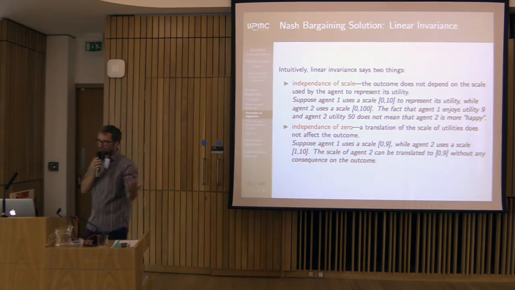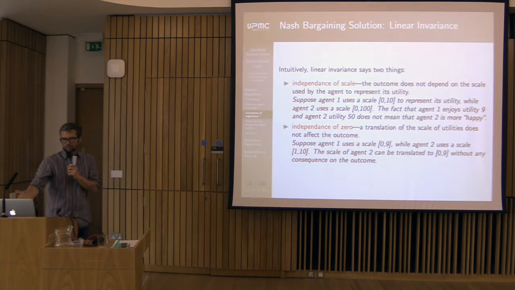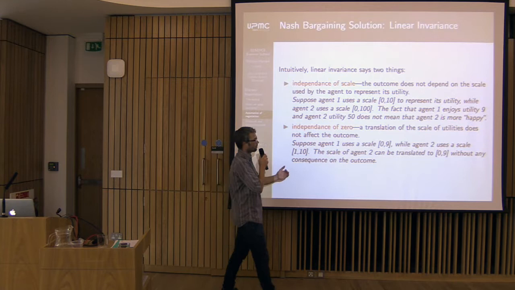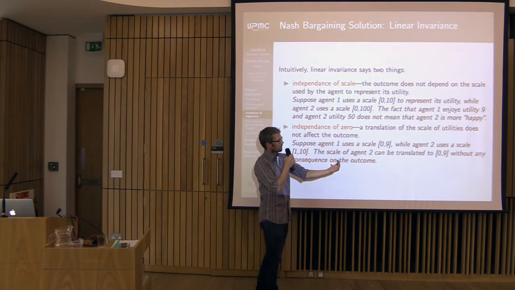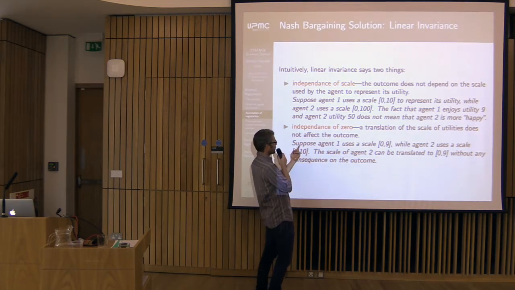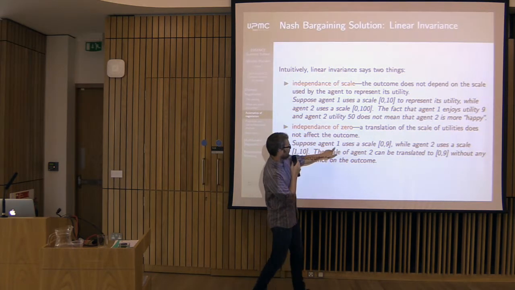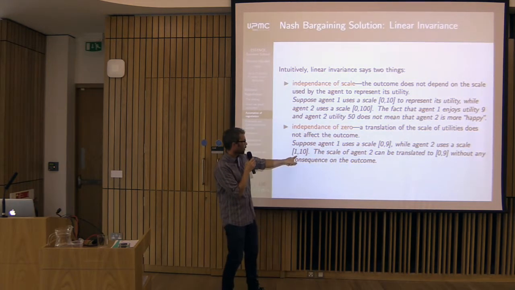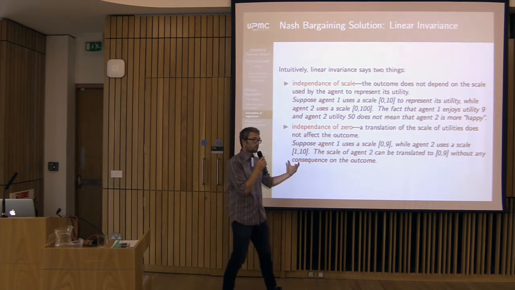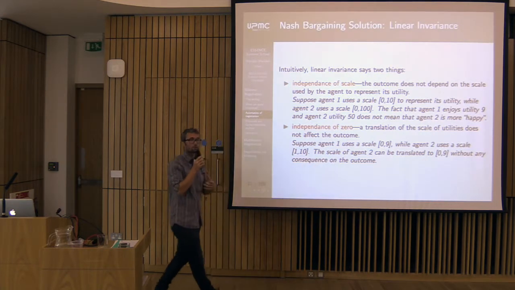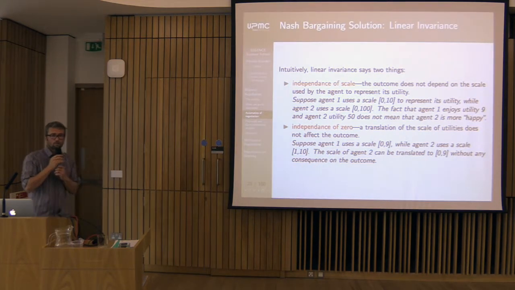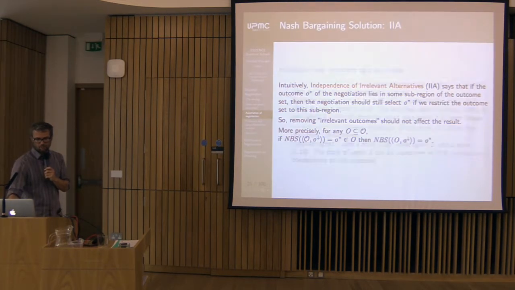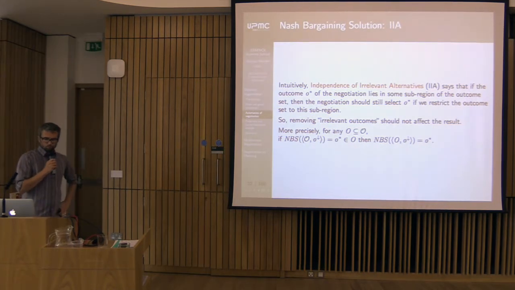whether you give utility 9 for agent 1, utility 50 for agent 2 does not really mean that you are more happy, because in the other case you have a completely different scale. It has to be independent of 0, meaning that you can translate the scale of utility and it would not change the outcome. So if you have an agent which uses 0 to 9 as a scale, whereas the other one uses 1 to 10, then you should be able to do this translation without affecting the outcome. Independence of scale, independence of 0.